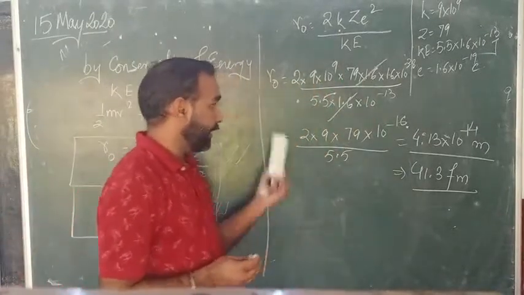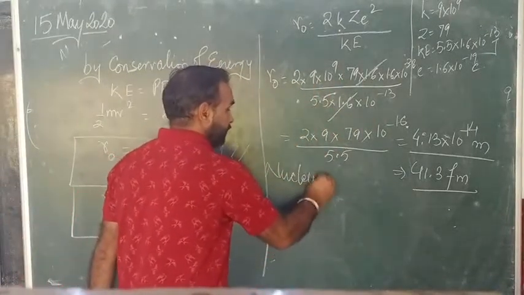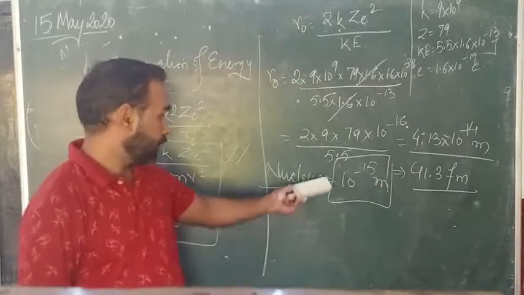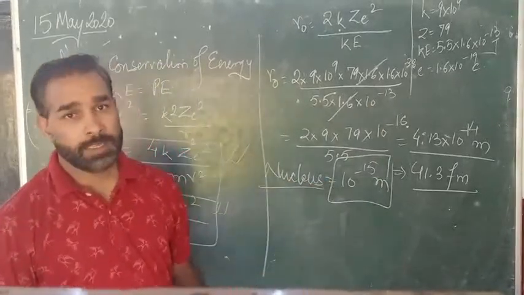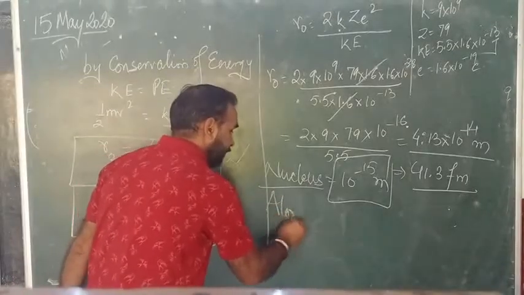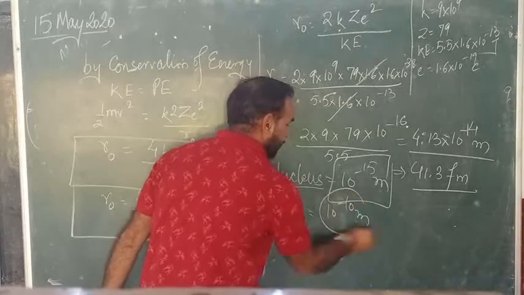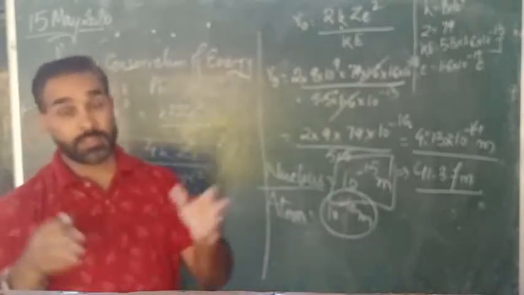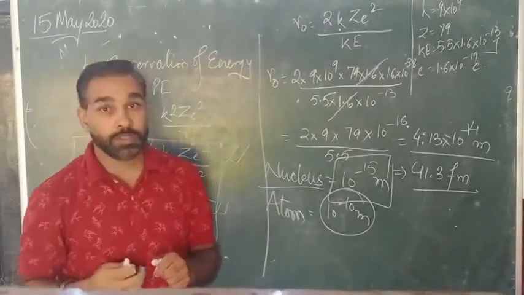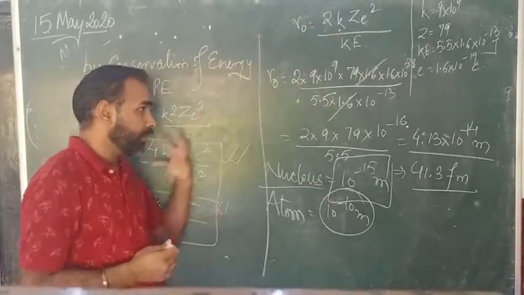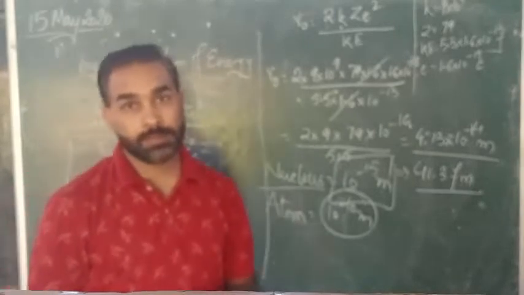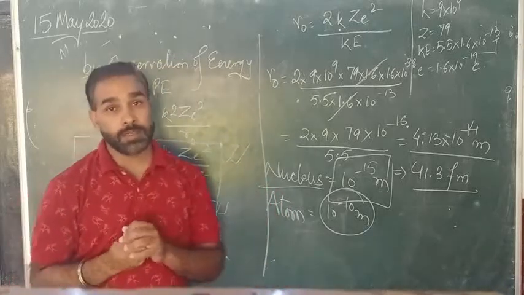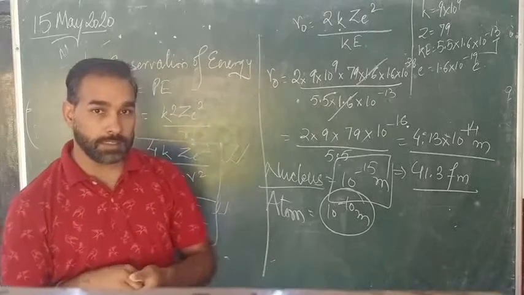So from here only they calculated the size of the nucleus also. The size of the nucleus they termed as 10 to the power minus 15 meter. You must know this. From all these calculations they gave the size of the nucleus as 10 to the power minus 15 meter, and the size of the atom as 10 to the power minus 10. So they did the calculation regarding the size of the nucleus, the size of the atom, the distance of closest approach and all. This is how this basic model of the structure of atom helped in understanding the atom, its characteristics and size.